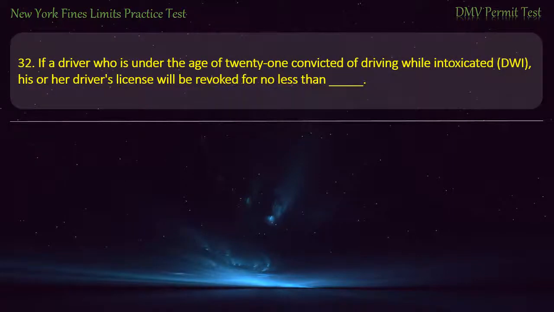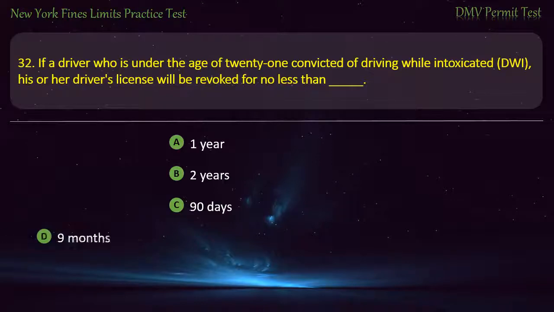Question 32. If a driver who is under the age of 21 is convicted of driving while intoxicated, DWI, his or her driver's license will be revoked for no less than 1 year, 2 years, 90 days, 9 months. Answer: 1 year.